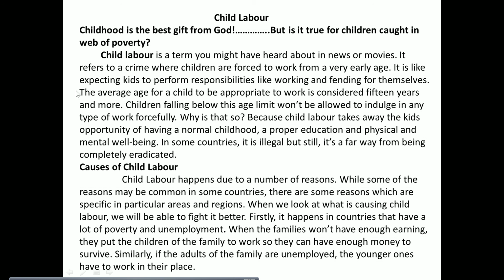So now you have been asked to write a composition on child labor. 1.5 पेज या maximum 2 पेज, 300 वर्ड्स तक लिखना होता है. तो ये मैंने कॉम्पोजिशन को दिया है. शुरुआत अच्छी करना, जैसे कि childhood is the best gift from God, but is it true for children caught in the web of poverty. ऐसे तुमको यूज़ करना. If you want more marks you should use metaphors. 12th standard is about using literary devices also in your writing sections. So you read it. इस तरह से उसको तुम क्या क्या लिख रहे हो ये बता सकते हो.